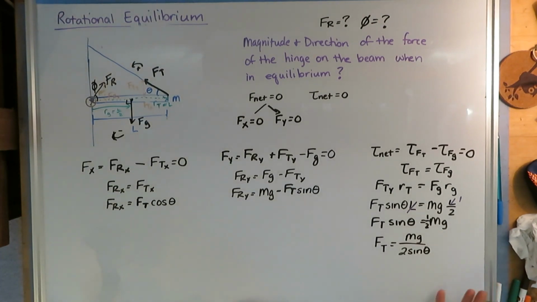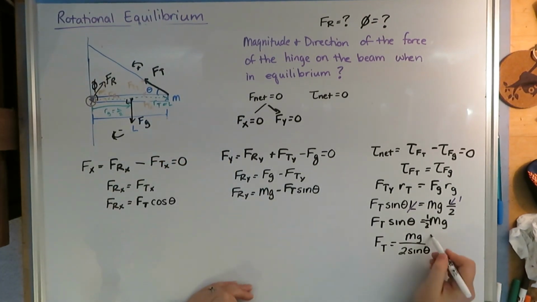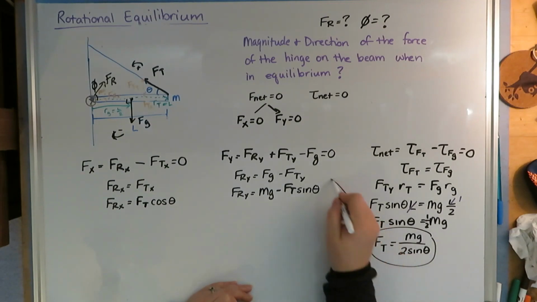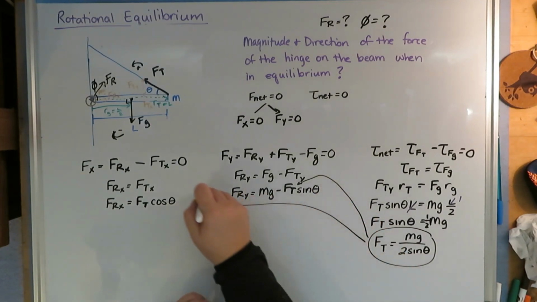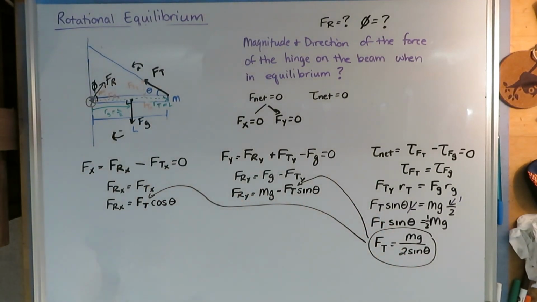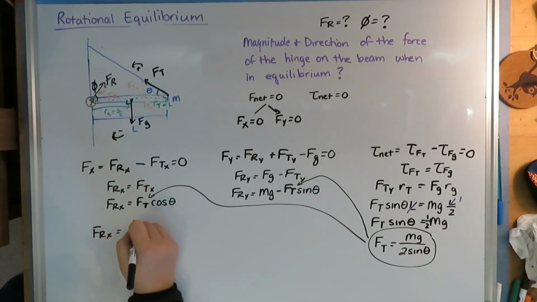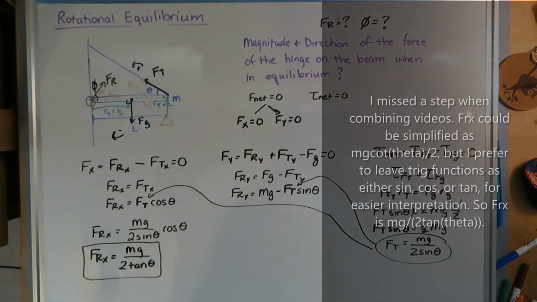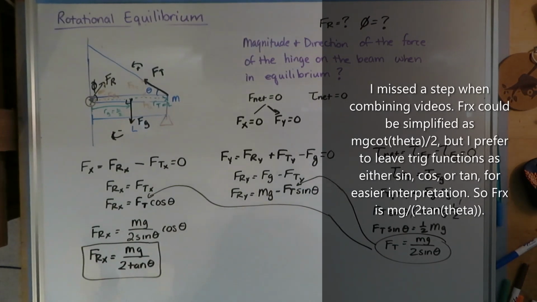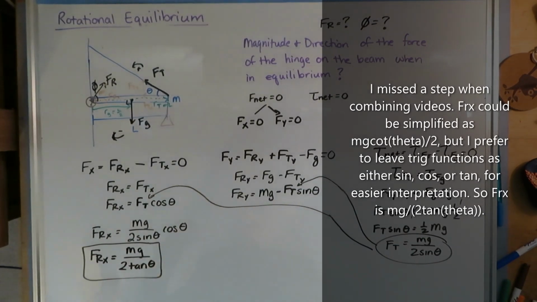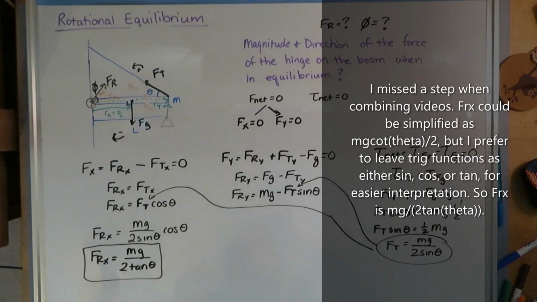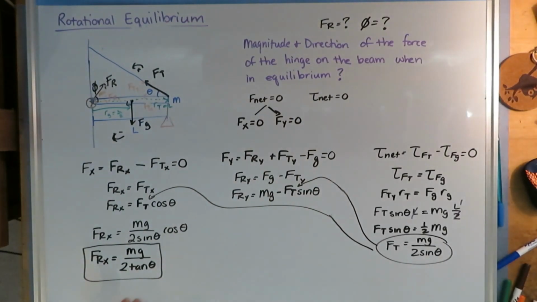So I've actually found the tension. It didn't ask me for it, but I could find it. So my tension force can then get plugged into both of these equations. So I find that FRX is going to be FT, which is mg over 2 sine theta, times cosine theta. All right, so I have FRX.